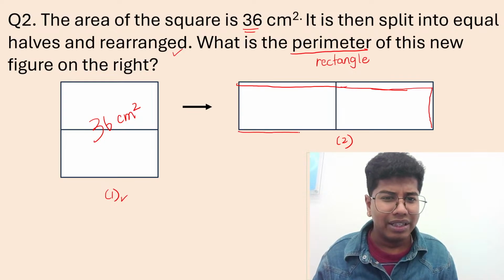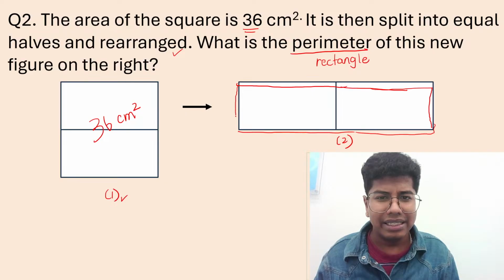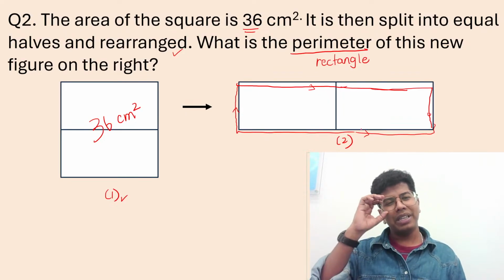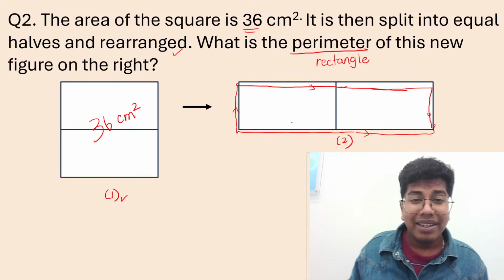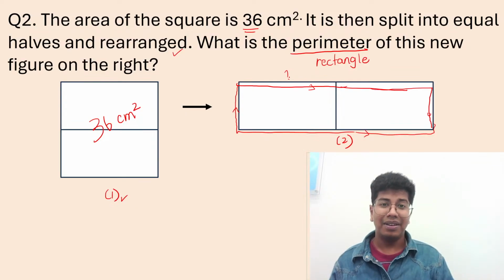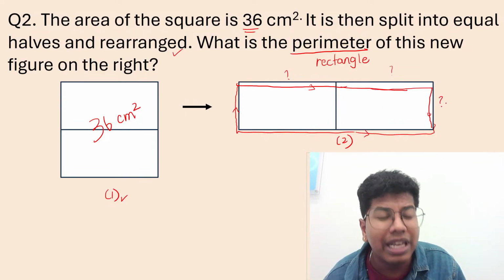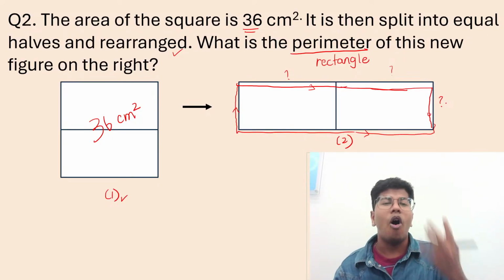Then we have to find out this bigger vertical line. And then lastly this line. So this is nothing but calculating the outer boundaries of the figure. But the thing is, do we know the sides? We don't know the sides here. We don't know any of the sides. We don't know the length. We don't know the width of this rectangle.